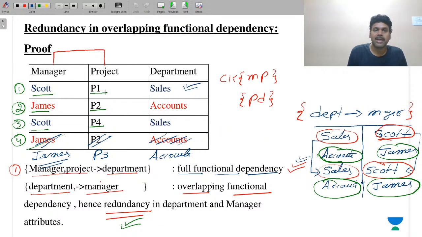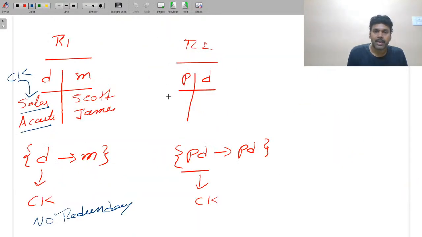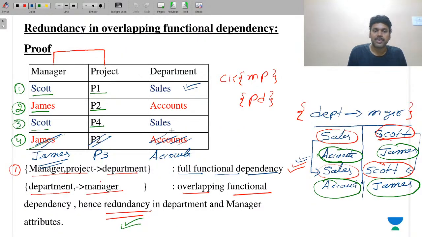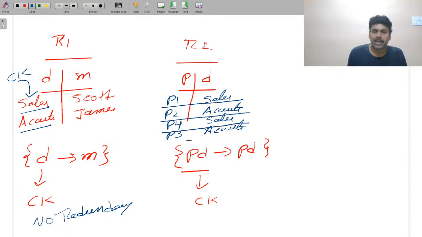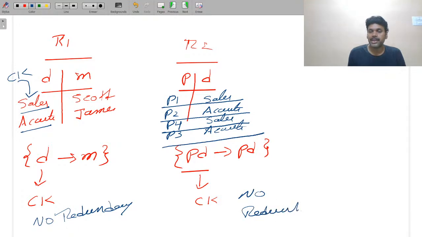In the same way, PD data we will take. What is the PD data? P1 sales, P2 accounts. P1 sales and P2 accounts. It's a new value, and one more is also there. P4 sales, P3 accounts. This is a new tuple, and P3 is also there, accounts. This is also a new tuple. They are all new tuples. So therefore, we will understand no redundancy.